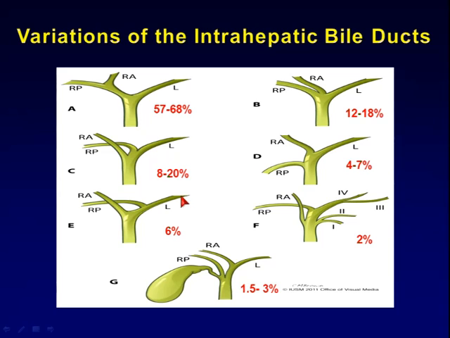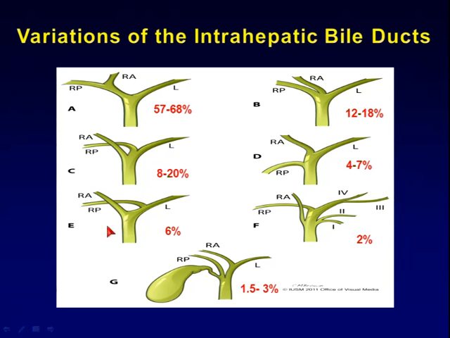Another common variant involves the right posterior duct, which seems to be the most variable duct as it comes into the hilum. In about 8 to 20% of patients, you'll see the right posterior duct loop behind the right anterior duct and join the left hepatic duct. In about 5% of patients, you may see a low insertion of the right posterior duct, which can become important in cholecystectomy, as well as in the development of Bismuth type 5 injuries in patients undergoing cholecystectomy.